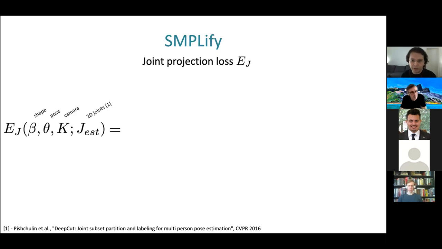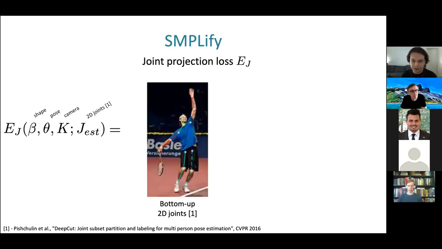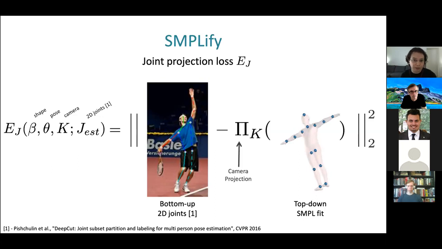Under the hood, things work like this. First, we estimate 2D joints in the image using DeepCut or any other similar 2D joint detector. Second, we start with an initial configuration of SMPL that has the 3D joints shown with blue. And then we project the 3D joints on the 2D image plane with an estimated camera and measure the reprojection error. We need the projected 3D joints to ideally match the detected 2D joints. However, initially this is not the case.